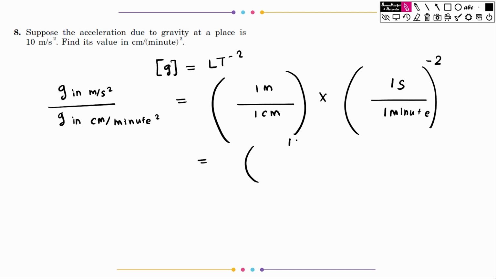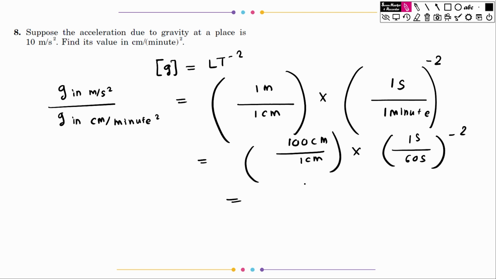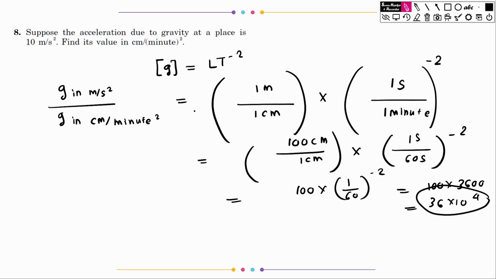Now we know 1 meter is equal to 100 centimeter divided by 1 centimeter into 1 second. Now 1 minute is 60 seconds. We'll write 60 seconds to the power minus 2. Therefore, it will be 100 into 1 by 60 to the power minus 2. That is 100 into 3600. Therefore, you can write 36 into 10 power 4. So, the relation between 1g in meter per second square is 36 into 10 power 4, 1g in centimeter per minute square.